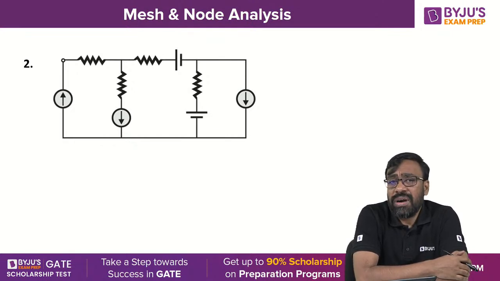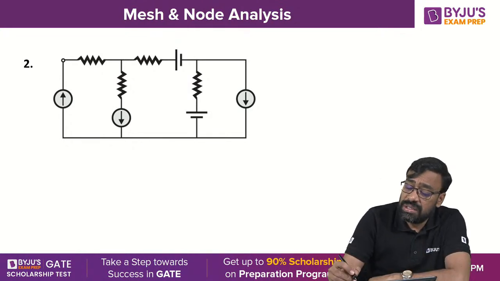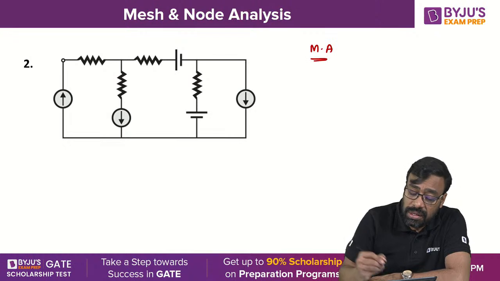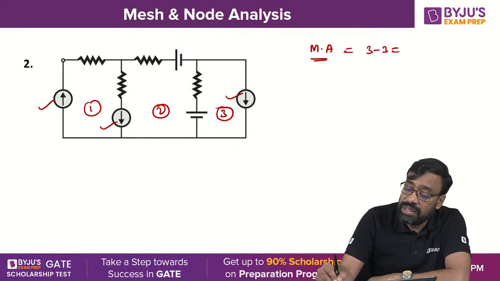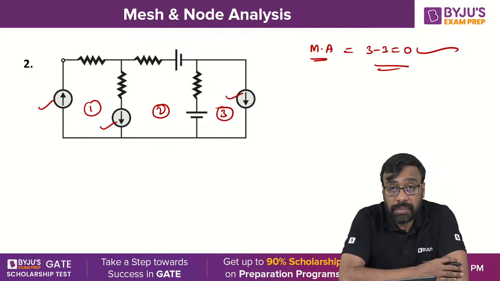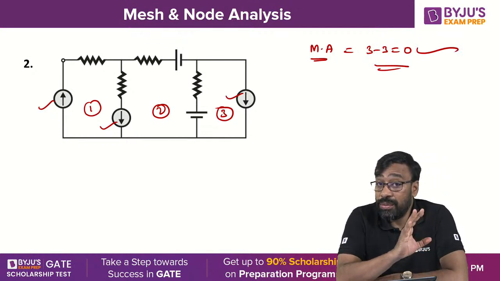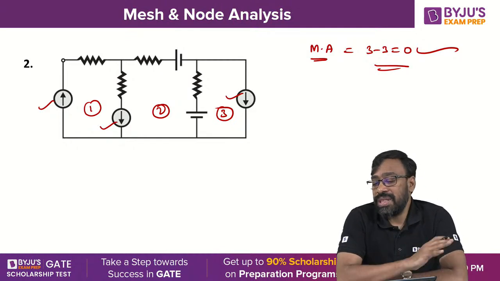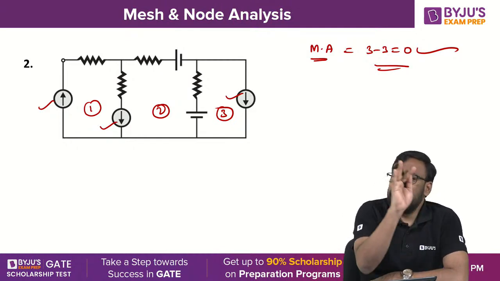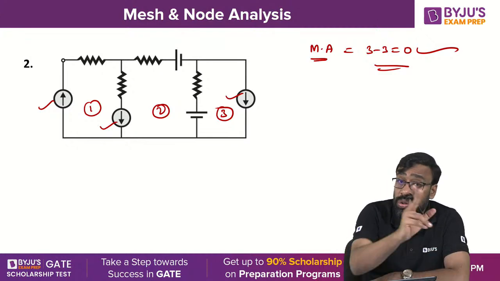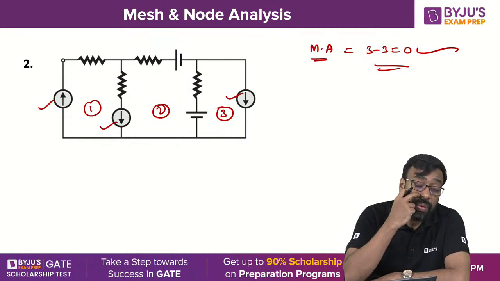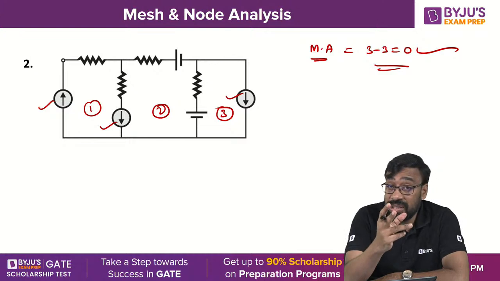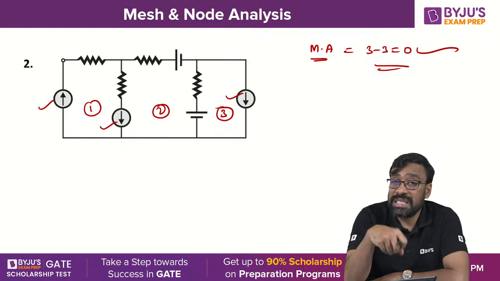Minimum number of equations required to solve this network. First, let's proceed with mesh analysis. 1, 2, 3 loops. 3 current sources, 3 minus 3, 0 equations required to solve this network. The time is not there, otherwise I would have shown you by taking some numericals also. Without solving even a single equation, I can solve this problem using mesh analysis. You understand, all of you? If you have any numericals, I will definitely clarify by taking some random numericals and solving them.